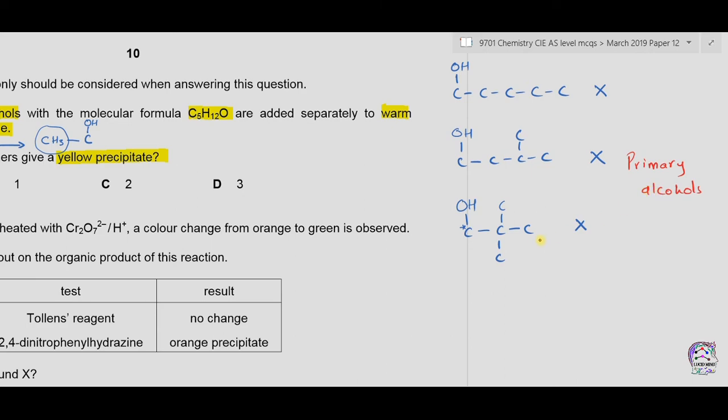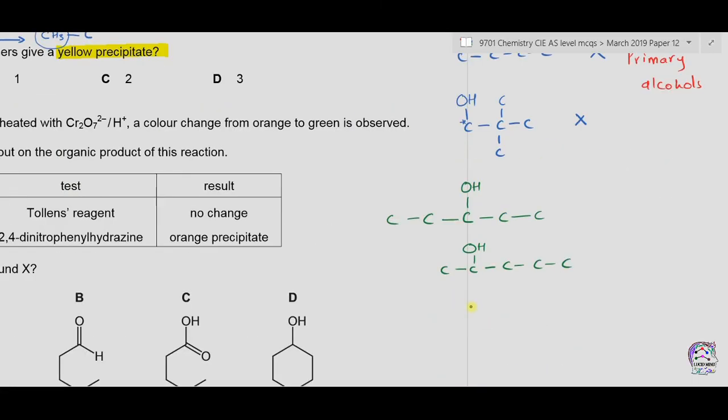Now let's move towards secondary alcohols. In a secondary alcohol, OH is attached to the carbon atom which is further attached to at least 2 carbon atoms directly. Now in total we have 5 carbons, so it could be like this, or it could be like this, or another possibility is that there is a substituent attached to the third carbon. All these 3 are secondary alcohols.